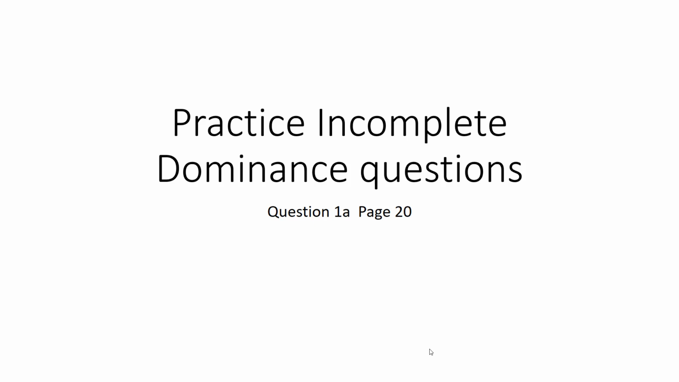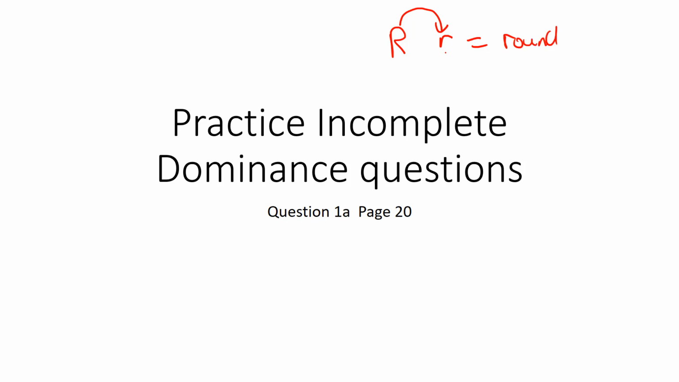Practice incomplete dominance question. This is 1A on page 20. So with this particular question, this is again incomplete dominance. Everything up until now we were talking about complete dominance. And what I mean by that is if you had a capital R for round allele, that was completely dominant over the recessive wrinkled allele, and it would mask the expression of the little r wrinkled allele. So this would always end up being round.